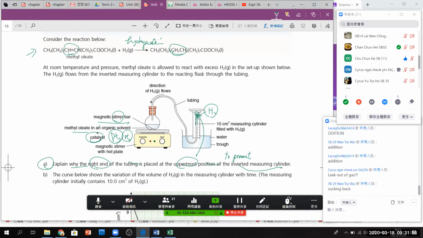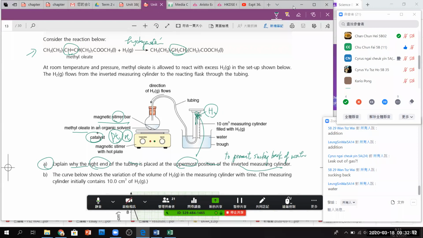Leak out of the gas. Where would the gas leak out? Sucking back of what? Yes, that's right. To prevent the sucking back of water.